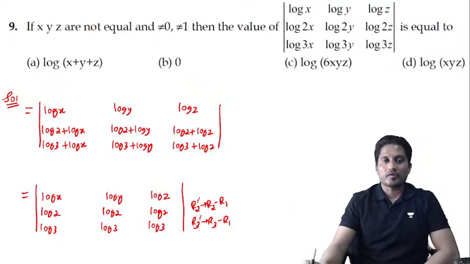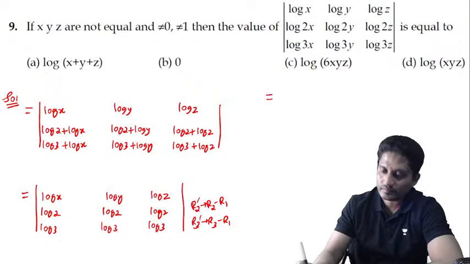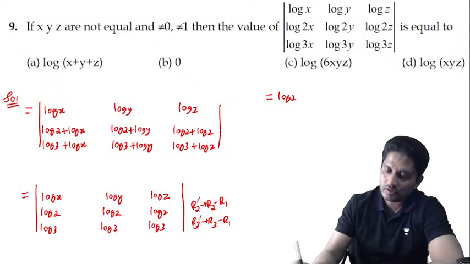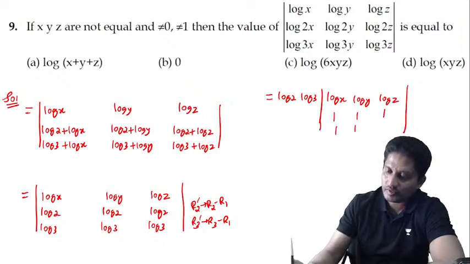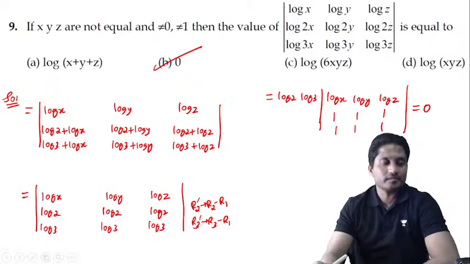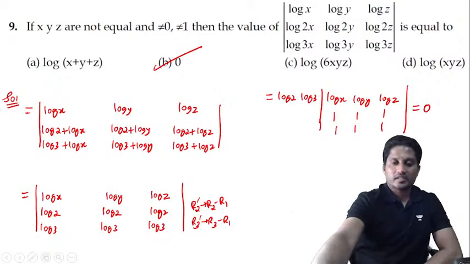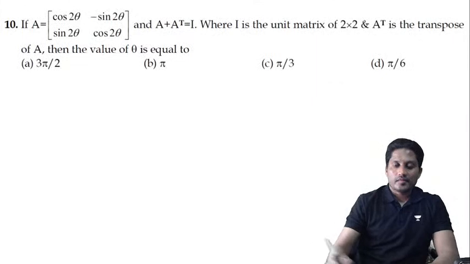Right, in the second row, I'm going to take log 2 out. In the last row, I'm going to take log 3 out. Determinant of: first row is log x, log y and log z. Second row is 1, 1, 1. Last row is 1, 1, 1. Two rows are identical. Answer is 0. Answer is option B. Is it clear, guys? Let's move to the next question.